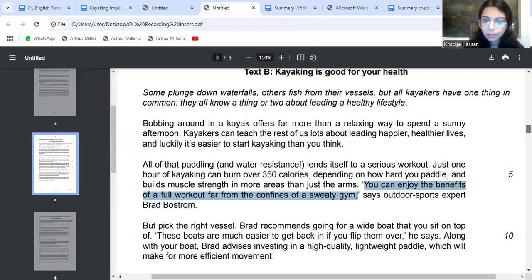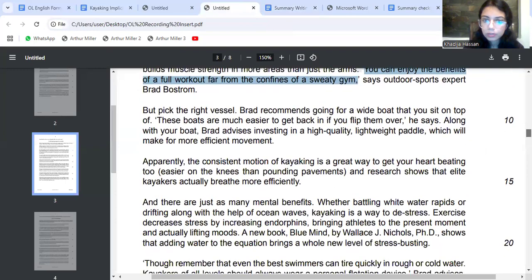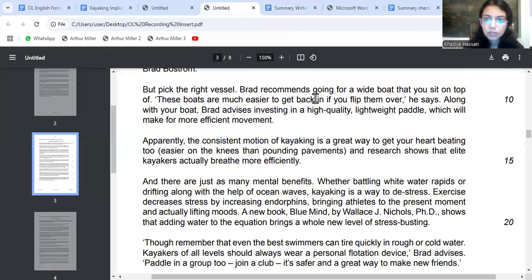But pick the right vessel. Brad recommends going for a wide boat that you sit on top of. These boats are much easier to get back in if you flip them over, he says. Along with your boat, Brad advises investing in a high quality lightweight paddle, which will make for more efficient paddling. I don't really think any of this is a benefit of taking kayaking up as a hobby.